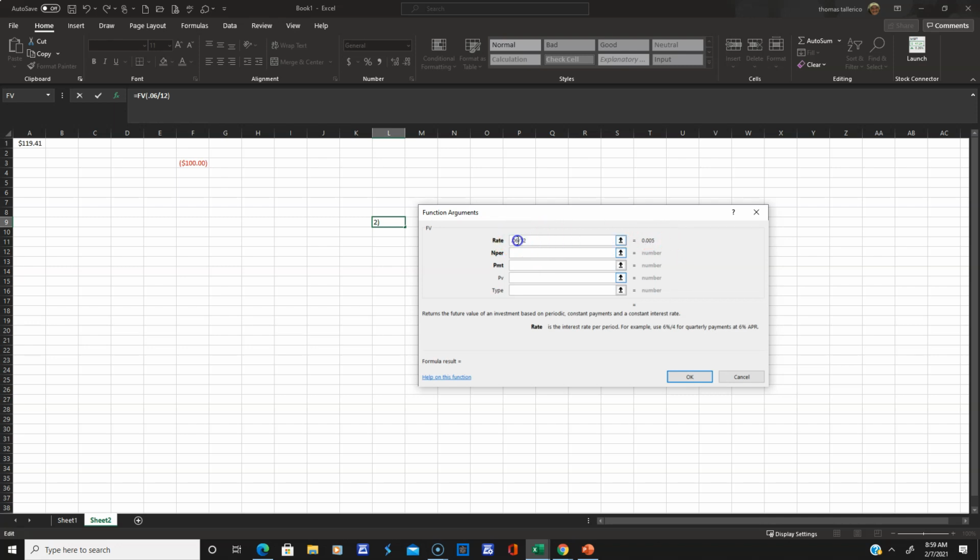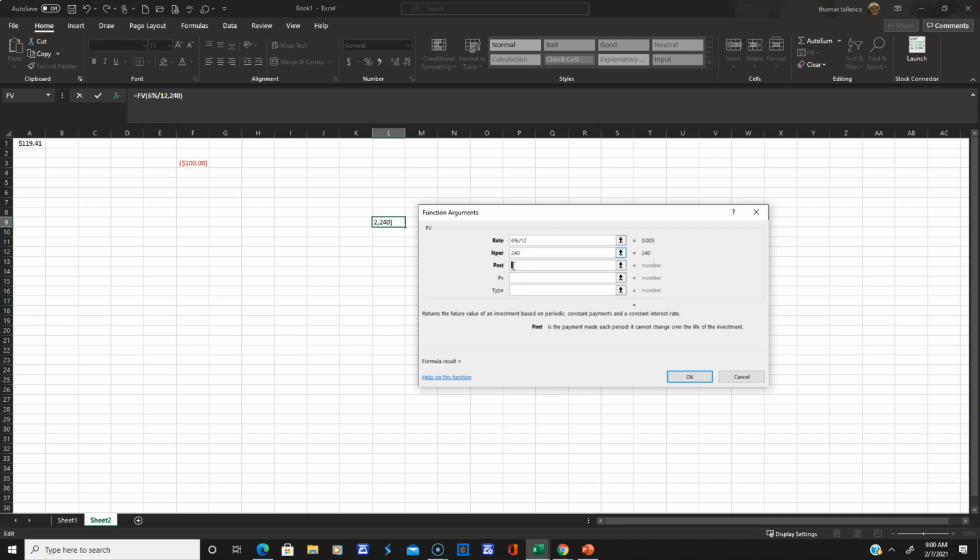Hold on. Better yet, I'll do it this way. I want to make your life easier. 6% divided by 12. And you see it does the calculation for you automatically. This is the monthly interest rate. Number of periods is the total number of payments, not for the year. So say you're doing this for 20 years. 20 years times 12 months would be 240 periods, right? I believe 20 times 12 is 240, if I'm not mistaken.